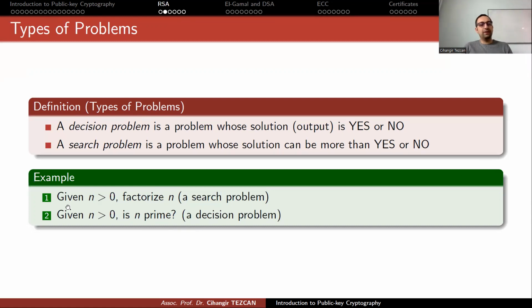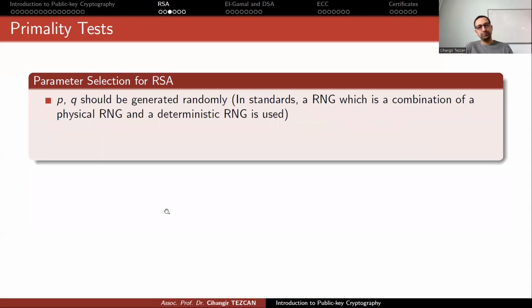Because when I factorize it, I know if it is prime or not. But the question is, can I determine that a number is prime or not without factoring it? This is counterintuitive, but the answer is yes. This is why we have a polynomial time algorithm for this and a sub-exponential time algorithm. This is why RSA works in practice, okay?